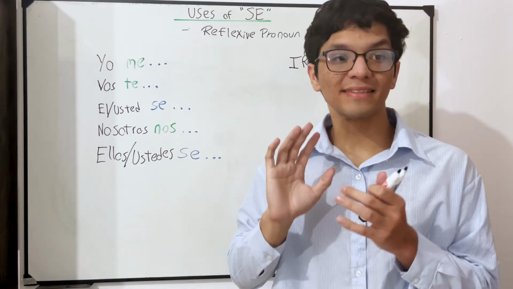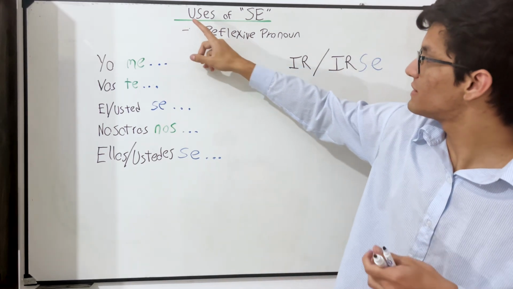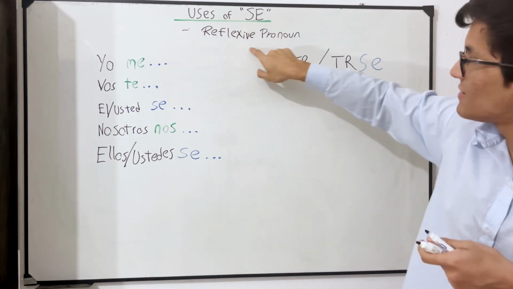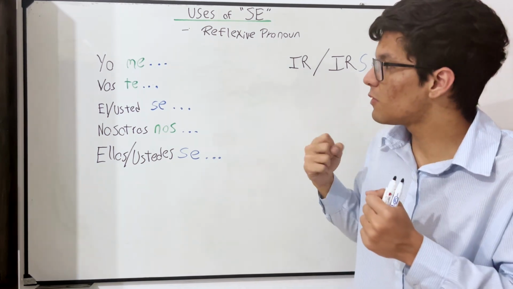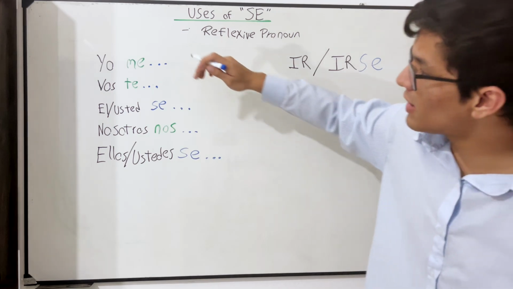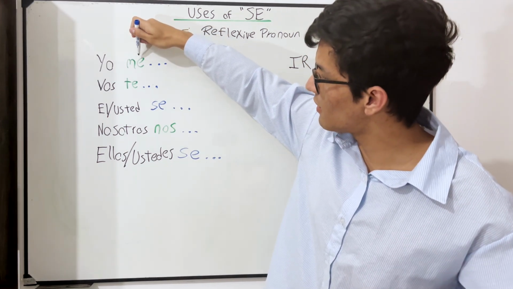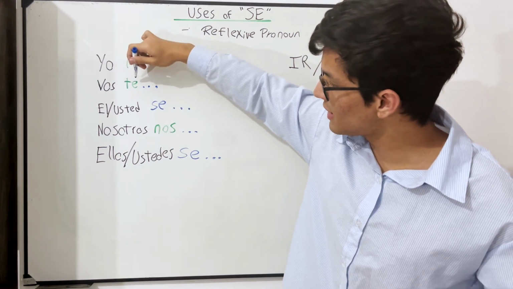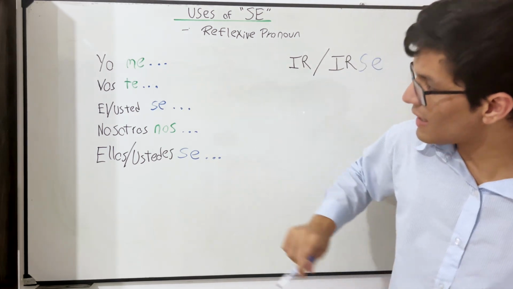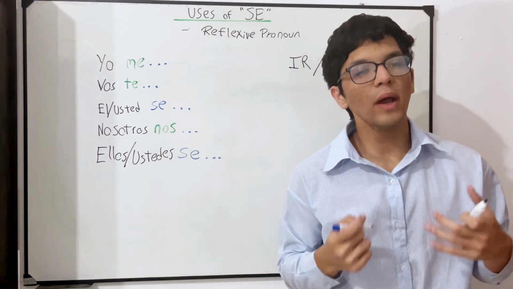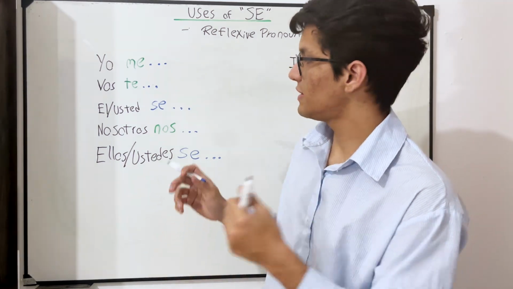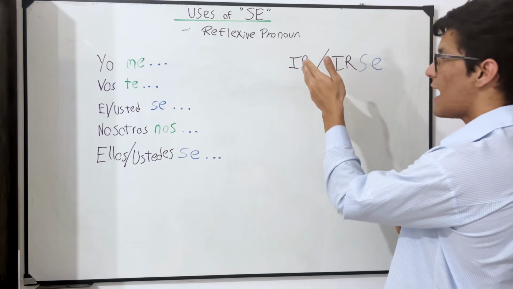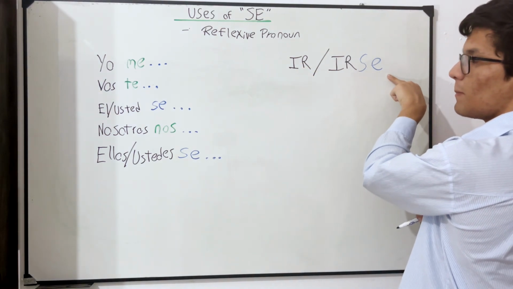Okay, now let's see the second case, when we use the pronoun se as a reflexive pronoun. What is a reflexive pronoun? Basically, this type of pronouns are the ones that you're seeing here with these colors: yo, me, te, se, nos, se. Now, you may be wondering, when do we use this type of pronoun? We are gonna use these pronouns when we have reflexive verbs.